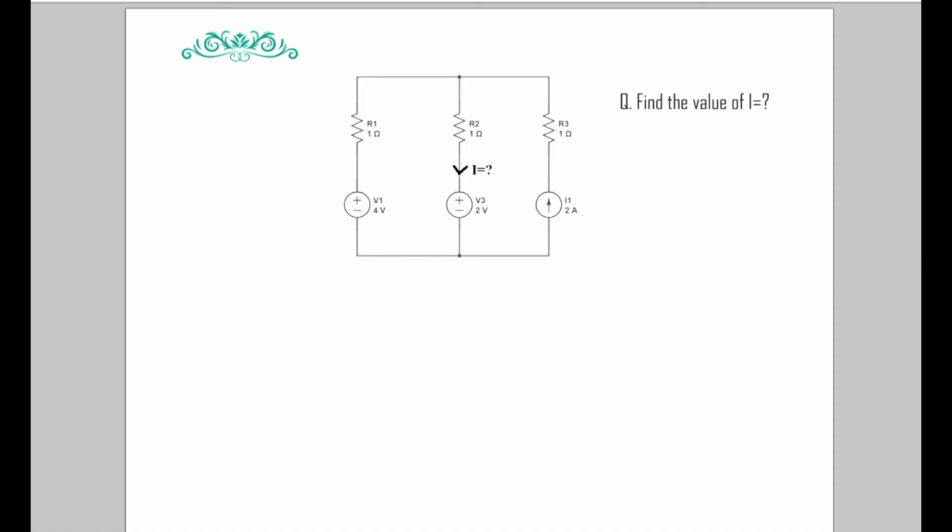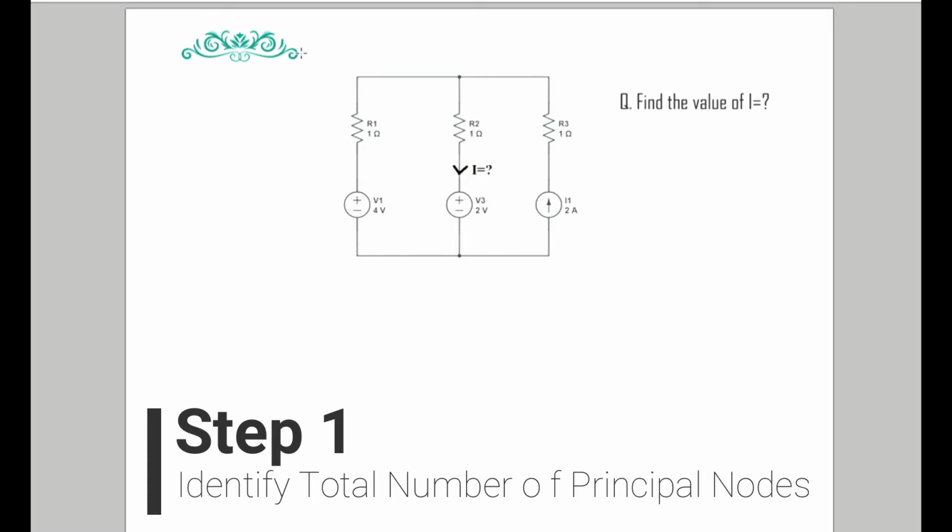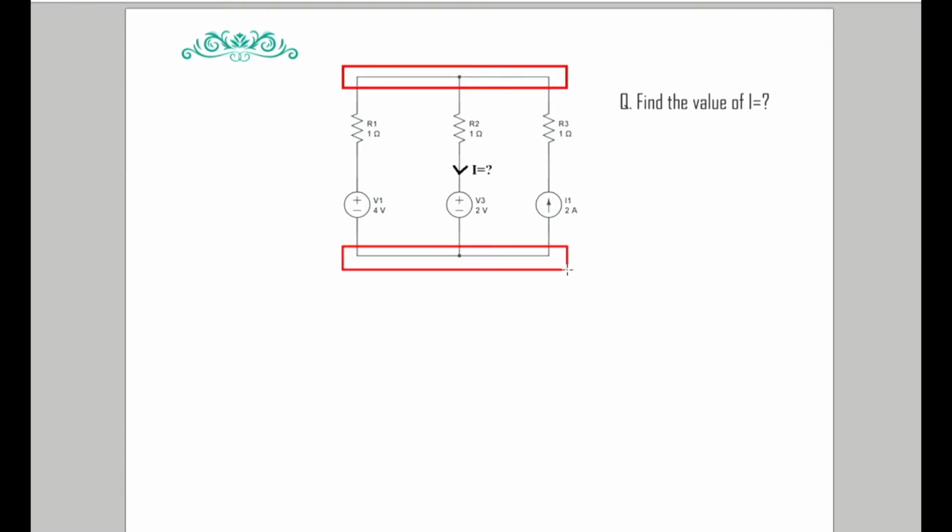If you remember these steps, the very first step was to identify the total number of principal nodes. So let us say, as per the diagram, this one is a node and this one is another principal node. There are only two nodes over here.